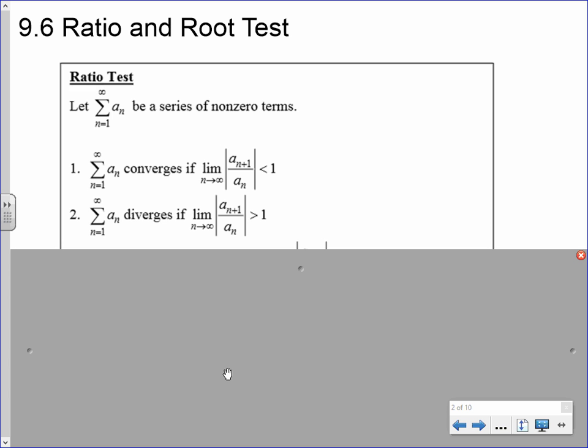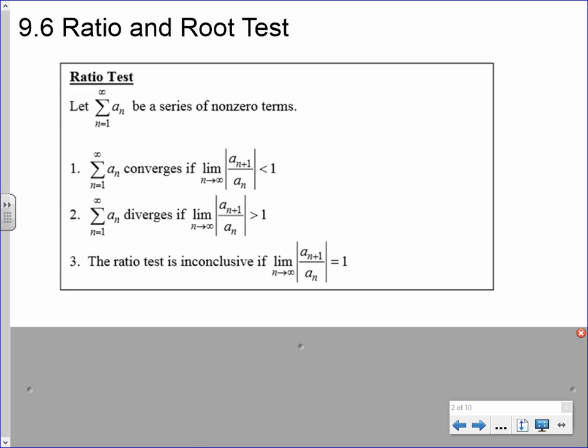One more thing to take into account. Do you see equality anywhere? Inconclusive if the limit is 1. I was like, if they're equal, then it doesn't. We just can't use it.